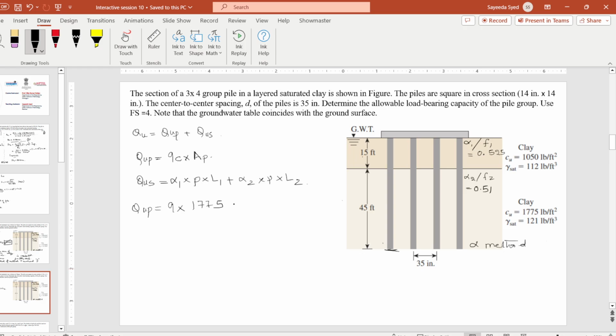and QUS will be equivalent to 0.595 multiplied by the perimeter, which will be 4 times 14. L1 is 15 plus 0.51 times the perimeter. L2 is 45. Let us calculate this.